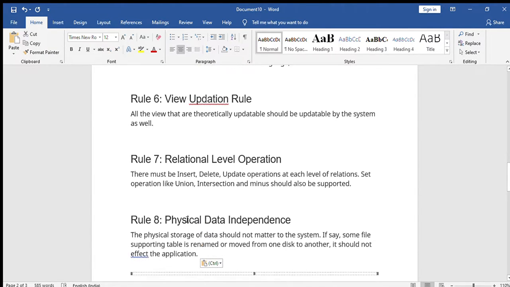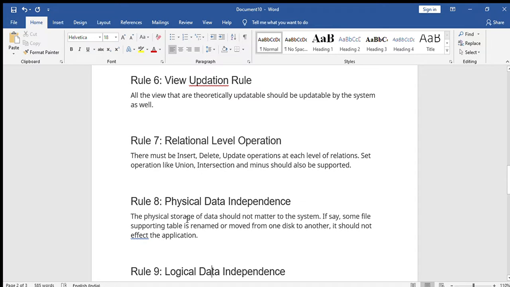Relational level operation. What is the relational level operation? There must be insert, delete and update operations at each level of relations. So what should be there in the relations? Insert, delete and update operations need to be done. Set operations such as union, intersection and minus should also be supported. So all the operations need to be supported. Then that is called what? Relational level operation. Right? So all types of operations: it may be insert, delete, update, union, intersection, or minus. Okay.